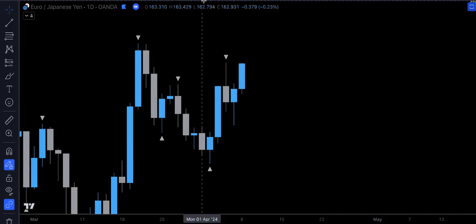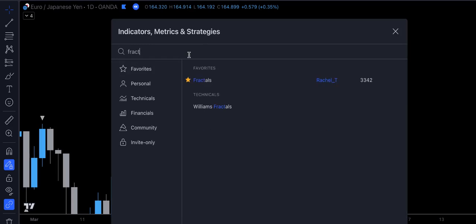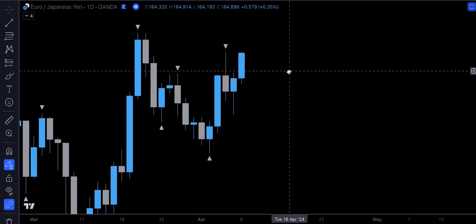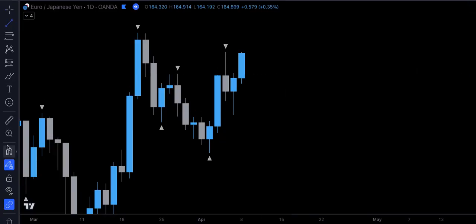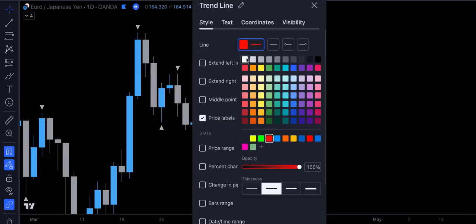So the best way to do that is if you head over to the indicators tab at the top of your screen, and there's a fractals indicator by Rachel_T. Add that to your chart, add that to your favorites, and then when you're on the daily time frame, that's going to give us a very objective approach in identifying the key swing levels. Okay, so for example, right here, we have our most recent swing high. So let's just mark that on for you guys right here.